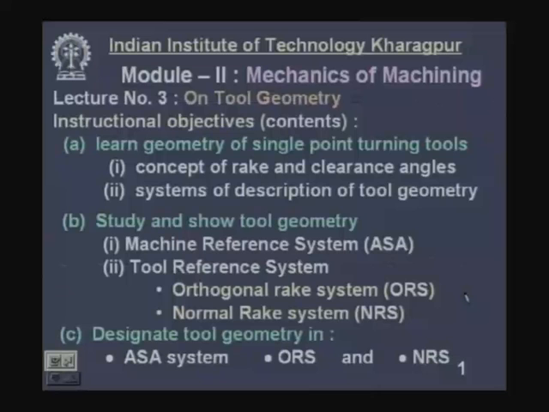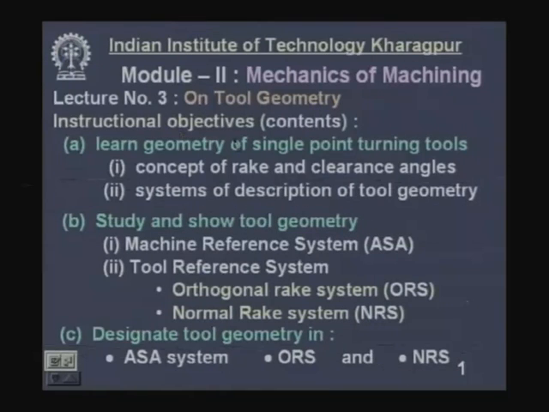Our subject is Manufacturing Process 2, and today our Module 2 starts, and the topic is mechanics of machining. This mechanics of machining will really deal with tool geometry, mechanism of chip formation and mechanics of machining, that is cutting forces. Now, Lecture 3, the first lecture for Module 2, is on tool geometry.